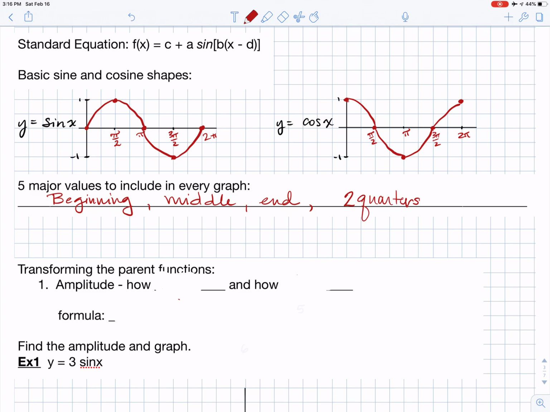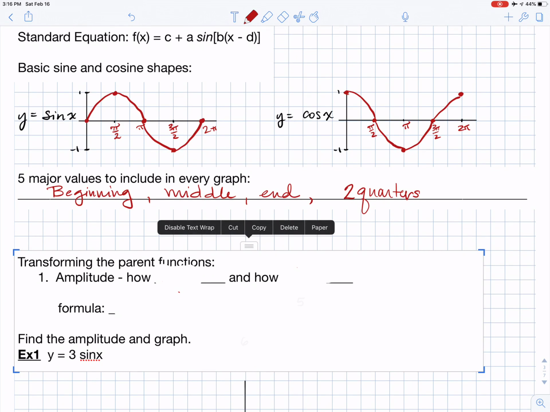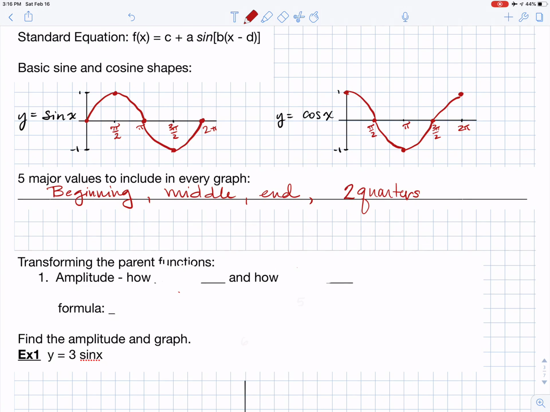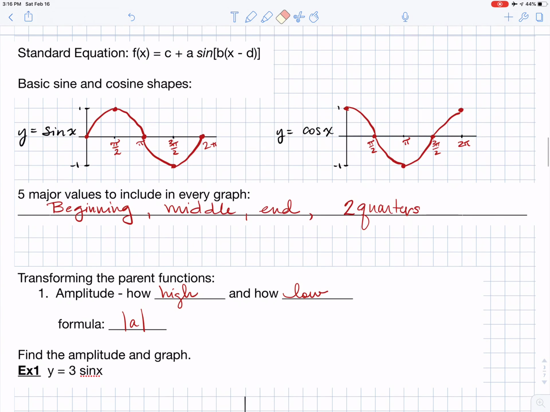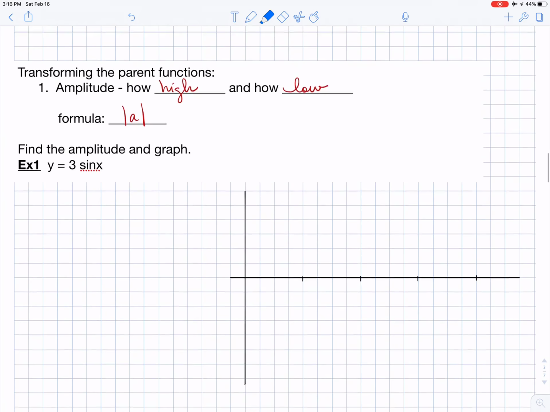Now let's go straight into the amplitude. So these are going to be the things that you can do to transform your parents. The amplitude is simply going to be how high and how low your graph goes. The formula for this is going to be the absolute value of A. And when I refer to a letter like A, I'm referring back to that standard equation that I gave you just a few seconds ago.